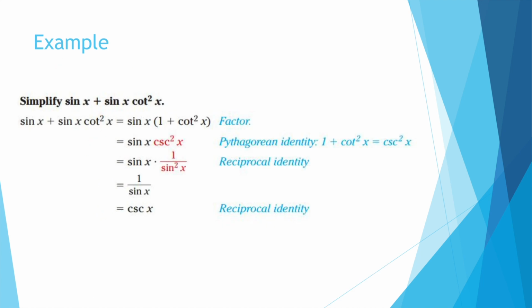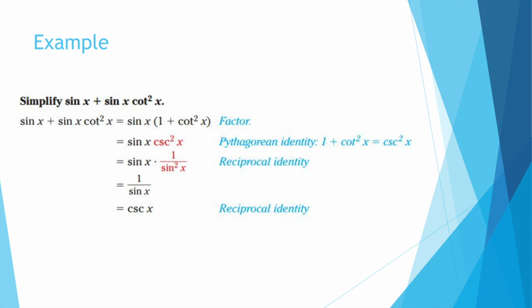So this is our third and final example for this PowerPoint lesson. And this one focuses on some interesting substitution with the Pythagorean identities. We're told to simplify sine of x plus sine of x multiplied by cotangent squared of x. And if you know how to do some basic algebra factoring, the same rule applies here. There is a common factor in sine of x. So you can take that out of the equation and keep it on the outside and have sine of x multiplied by 1 plus cotangent squared of x in the parentheses.